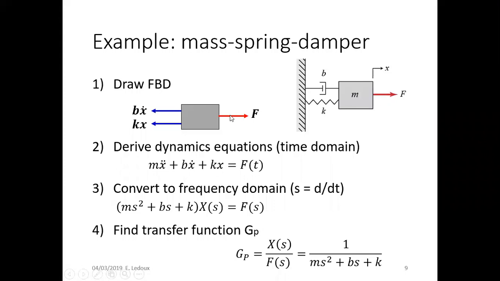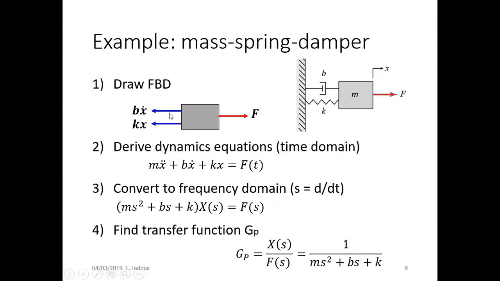So free body diagram, we have the force going to the right. This is the applied force, so that will be the input. So the input goes on the bottom because transfer function is output over input. And then the output of this system is the position. So force is input, you pull on the block, you get some position output.